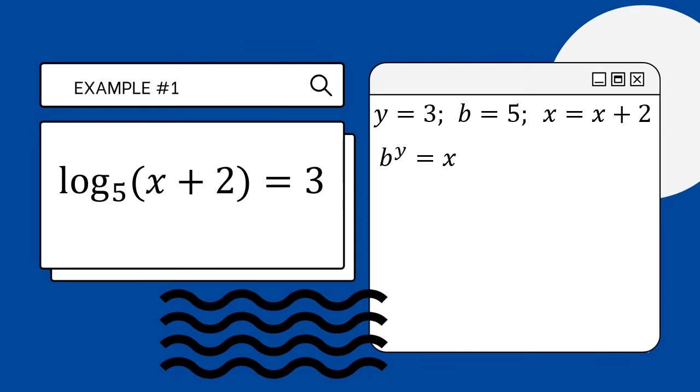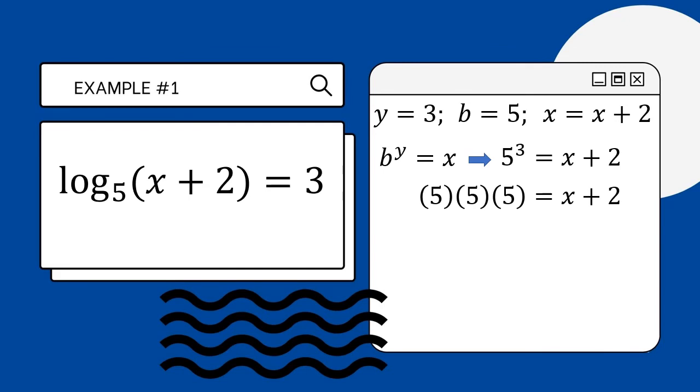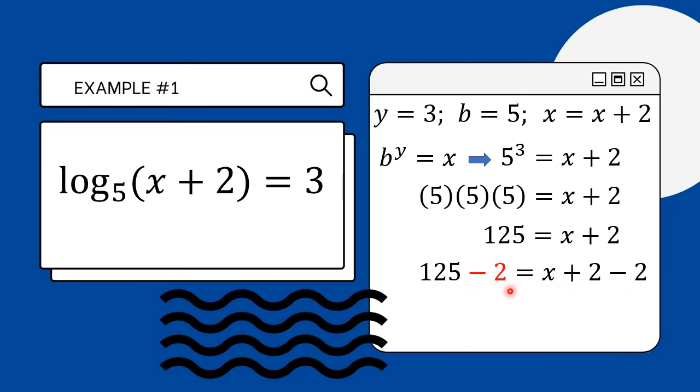And then let's solve 5 raised to 3, which is equal to 5 times 5 times 5. 5 times 5 is 25, times 5 is 125. So we'll get 125 is equal to x plus 2. And then, for this one, we need to add negative 2 on both sides of the equation. That will be 125 minus 2 is equal to x plus 2 minus 2. 125 minus 2 is equal to 123. And 2 minus 2 is equal to 0. So we'll get x is equal to 123.